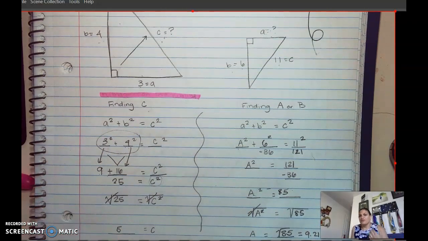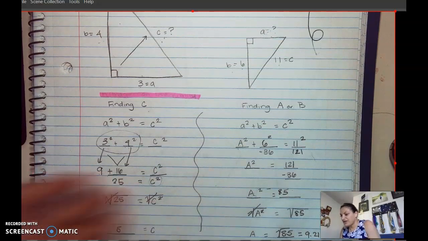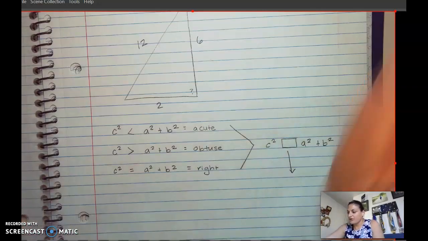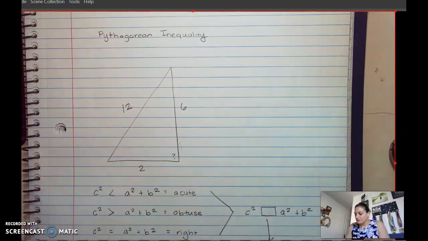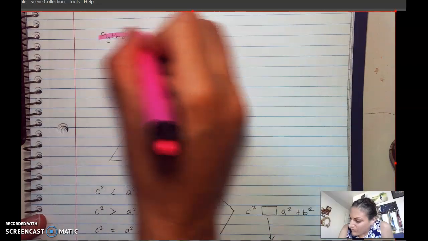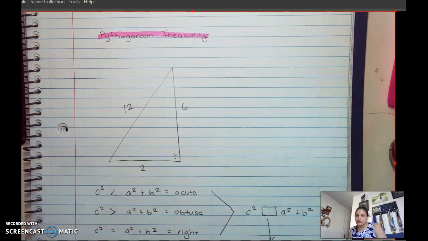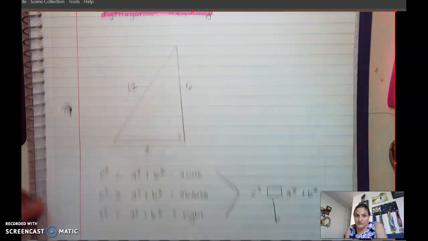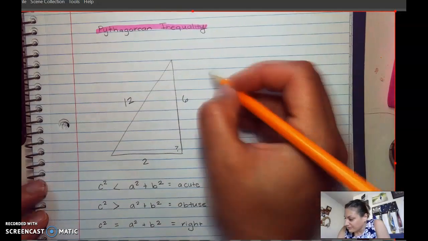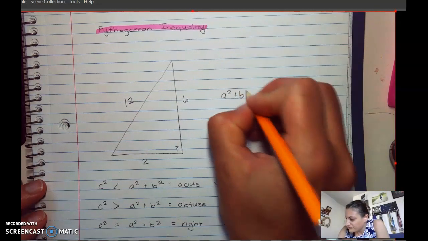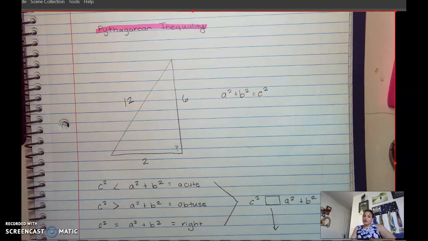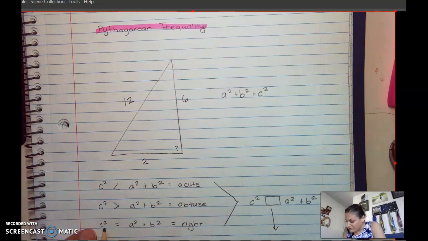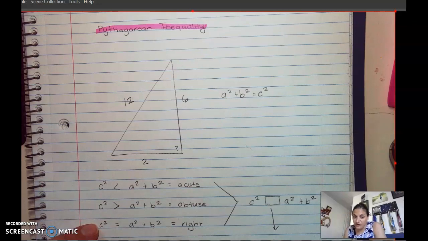The second IXL this week is kind of an add-on to this, and it's called Pythagorean inequality. If you know all 3 sides and you don't know if it's a right triangle, you can use the Pythagorean formula, again, a squared plus b squared equals c squared, to figure out if it's acute, obtuse, or a right triangle. We already know that if it's equal to a squared plus b squared, it's a right triangle.